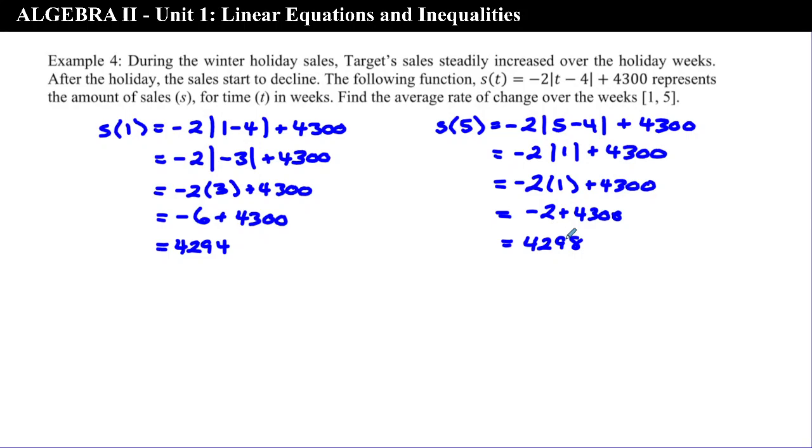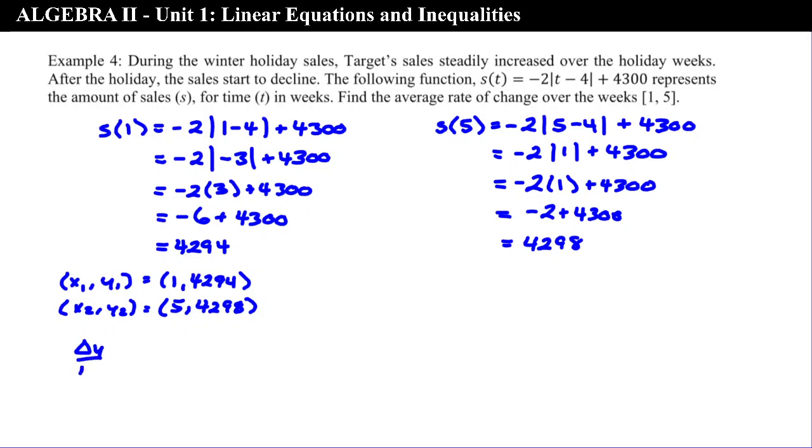Okay, so what we have just found out is we can call this x1, y1, and x2, y2. Our x1 is 1, and the y value that goes with that is 4,294. Our x2 value is 5, and the value that goes with that is 4,298. And yes, these numbers are still big, but you'll see that you don't really need a calculator for this, because all that we have left to do now is find the average rate of change. Change in y over change in x, or you may know it as y2 minus y1 over x2 minus x1.